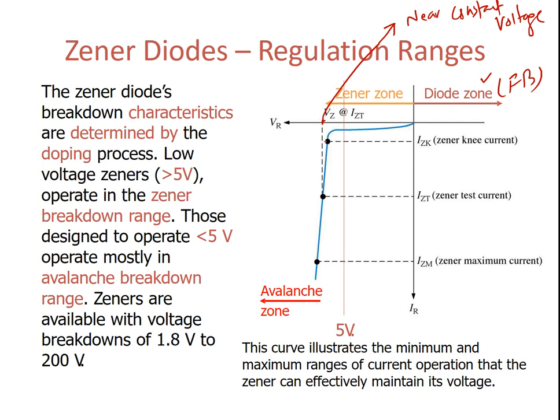We can define 3 points here. This is the lowest point of the current, called the Zener knee current, IZK, and this could be the maximum value, called the Zener maximum current. This is called the Zener test current. Around the average value, around this point, we will get the constant voltage.